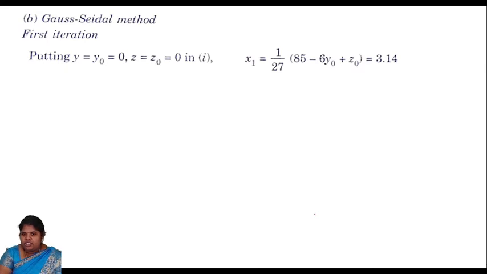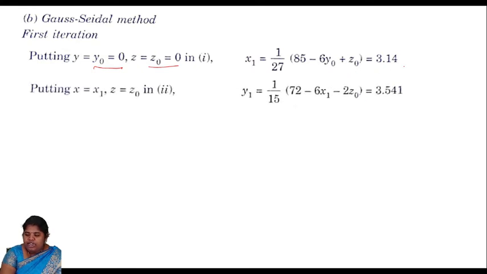But in the Gauss-Seidel method, for the first approximation, we should substitute y0 as 0 and z0 as 0 in equation 1. That is 1 by 27, the same expressions. 85 minus 6y0 plus z0 equals 3.14. And we have found x1 here. So we should replace x with x1 to find y1. So to find y1, in the given second expression, replace the nearer found value. 72 minus 6 x1 minus 2 z0, which is 3.541.